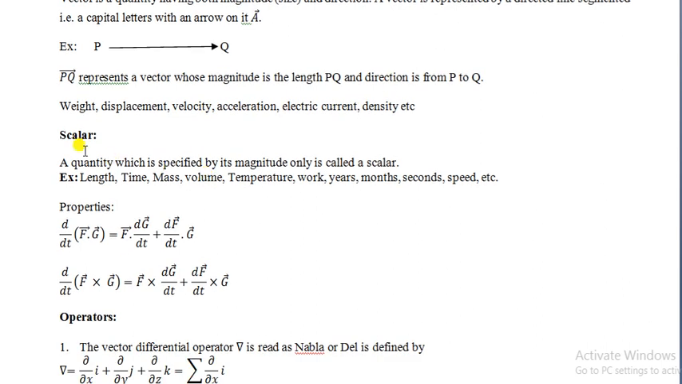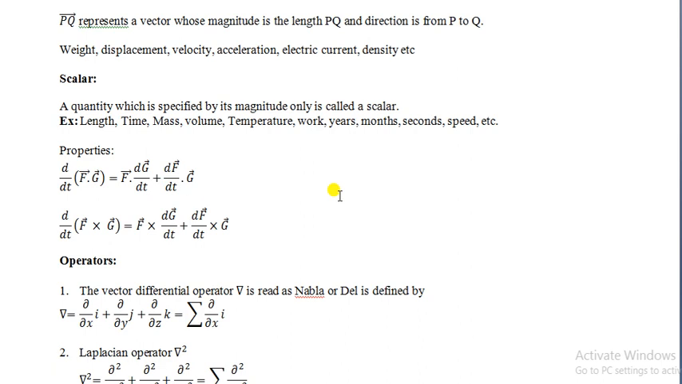The next one is scalar. A scalar is a quantity having only magnitude but no direction. For example, length has only magnitude but no direction. Similarly, time, mass, volume, temperature, work, years, months, seconds, speed, etc. These are all examples of scalars. These all have only magnitude but no direction.